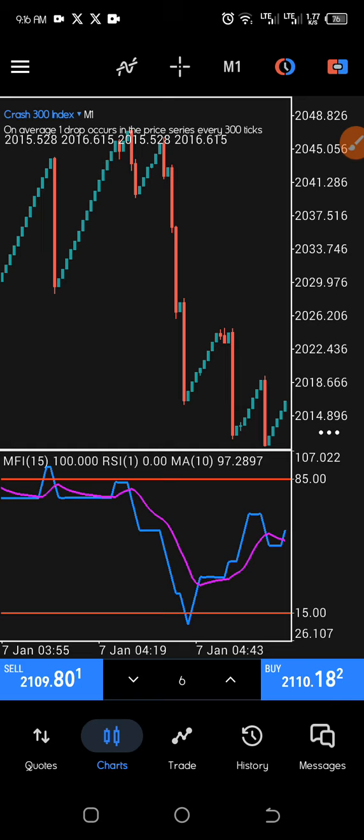This strategy does not work on all Boom and Crash pairs based on the backtest. It only works on a few Boom and Crash indices, which are Crash and Boom 300, Crash and Boom 500, and Crash and Boom 600 and 900. But for Boom and Crash 1000 it does not work. So that is all the indices you are going to be using the strategy with, except Boom and Crash 1000.